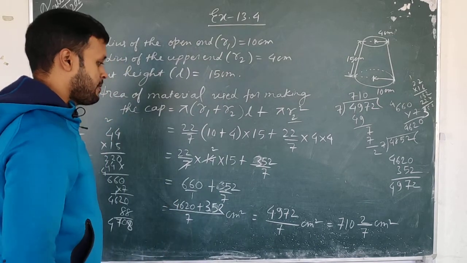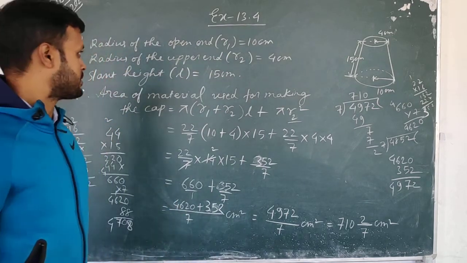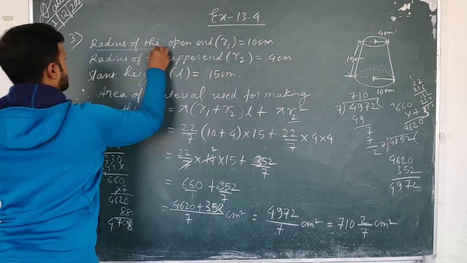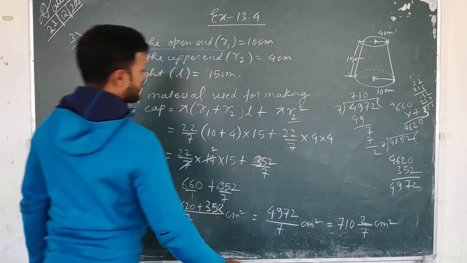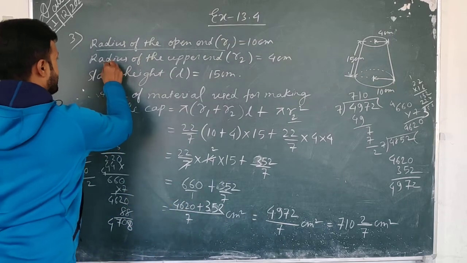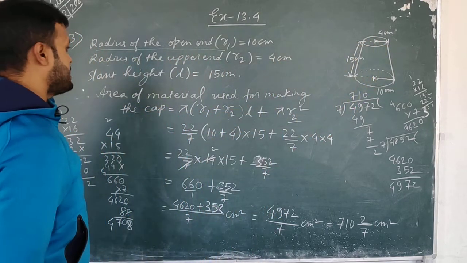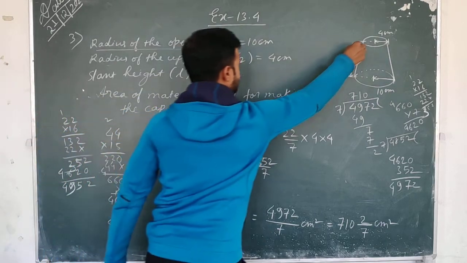So this is the area of the material required. Okay. So let us see then. Radius of the open end is R1 is equal to 10 centimeter. So radius of the upper end, that means the closed end, will be how much? 4 centimeter. So slant height is how much? 15 centimeter.